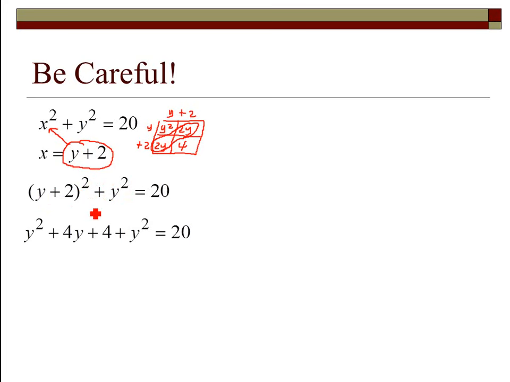Last term times itself. That's a shortcut for squaring. Okay, so now I'm going to gather my terms. I get 2y squared plus 4y, and I'm going to subtract the 20 at the same time. Now I'm going to factor.